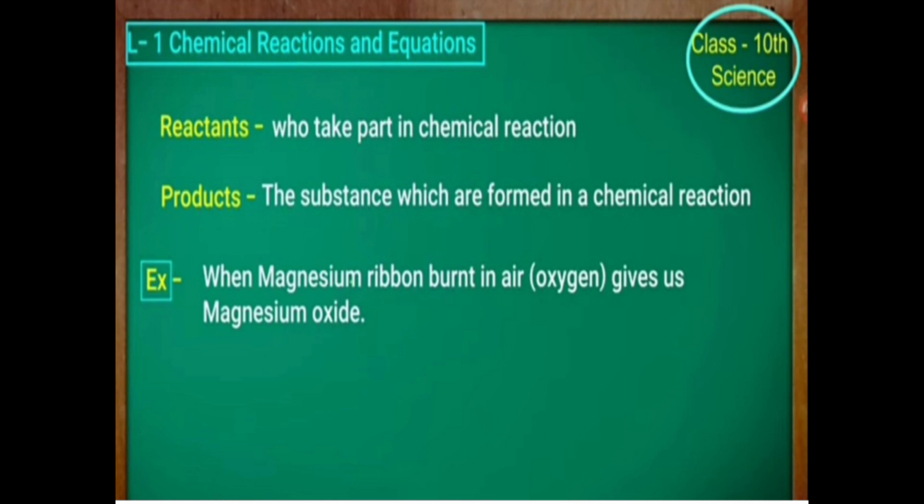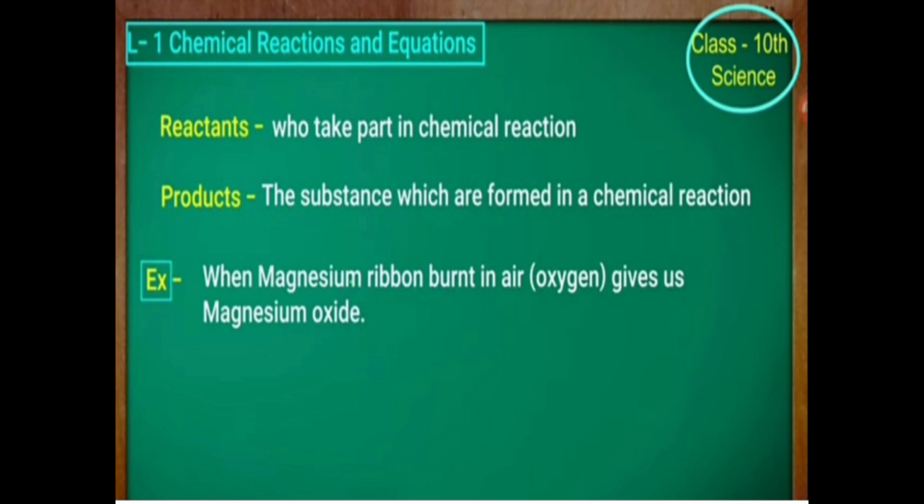Now let's study about reactants and products. Reactants are those that take part in a chemical reaction. And products are the substances which are formed in a chemical reaction. Reactants are generally the elements. They combine to form a substance. So reactants take part in a chemical reaction and they form the products.